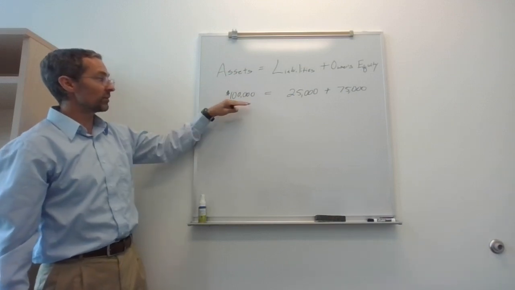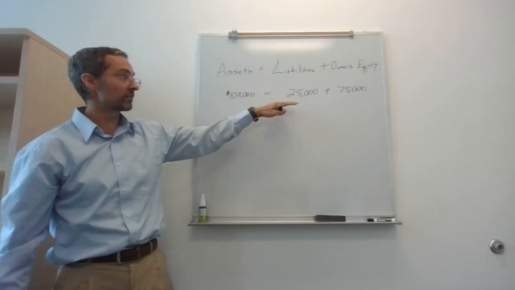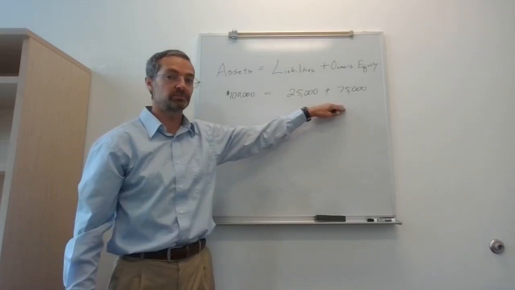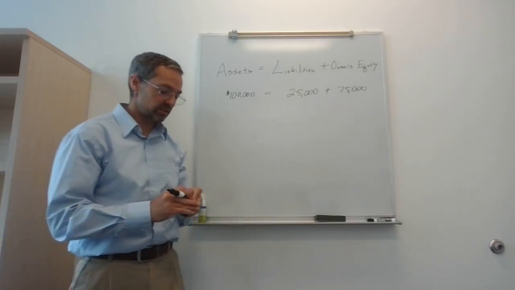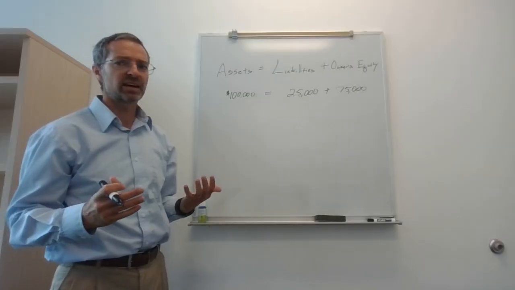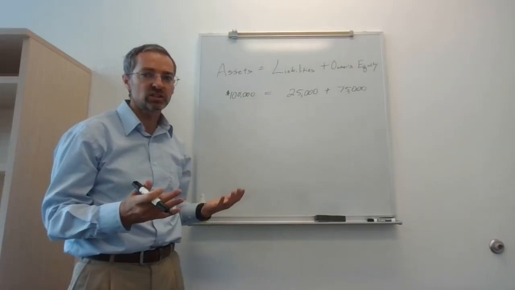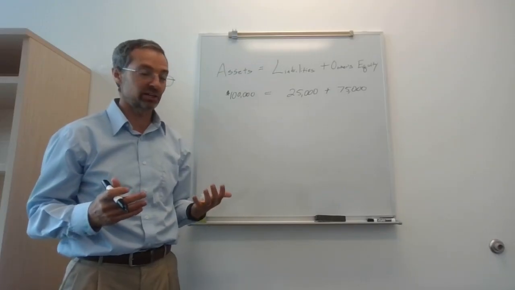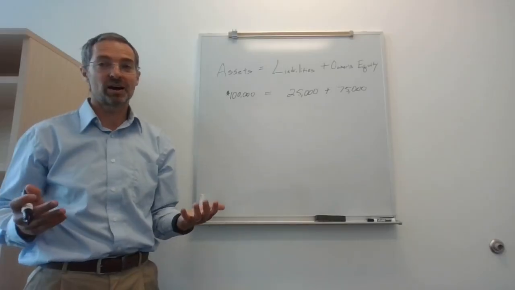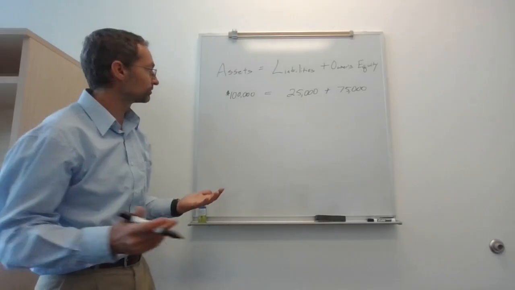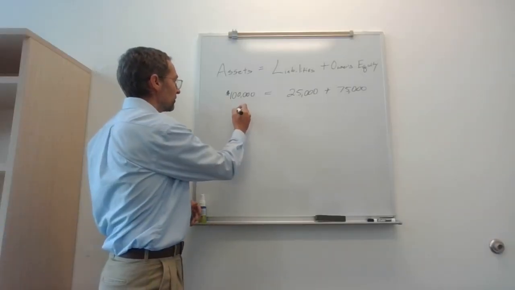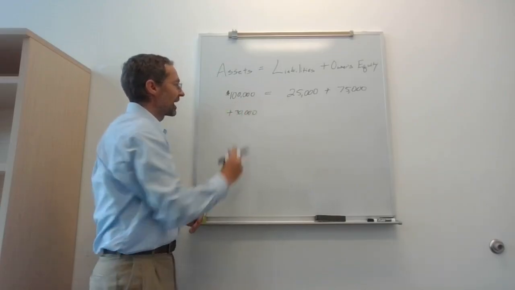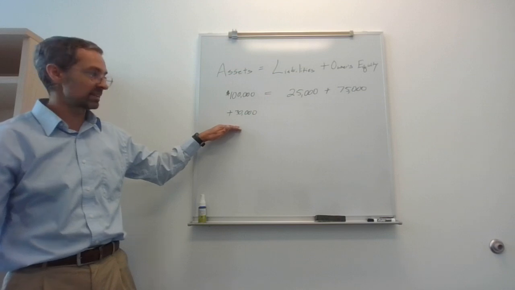So if we have $100,000 on the asset side, we have to have a total of $100,000 between the liabilities and the owner's equity. Another thing that this reveals to us is that if our assets change, our liabilities or owner's equity also has to change. So for example, if we buy a new truck, let's say we bought the truck for $30,000, so we added $30,000 in assets.